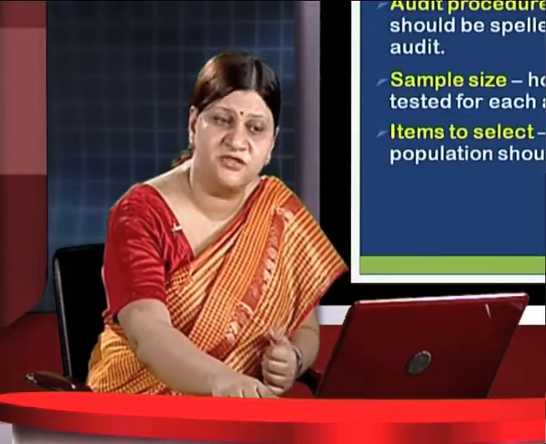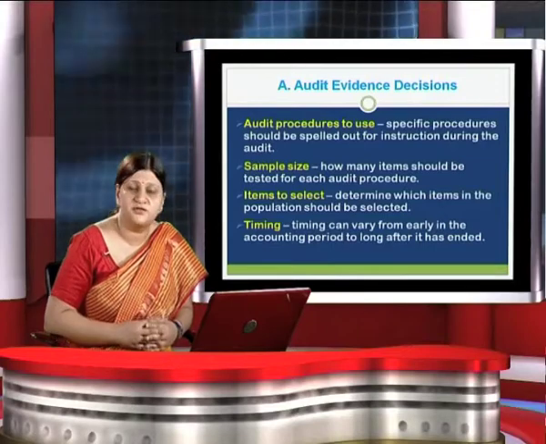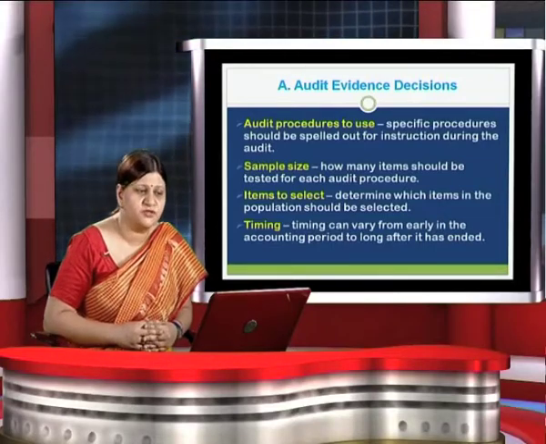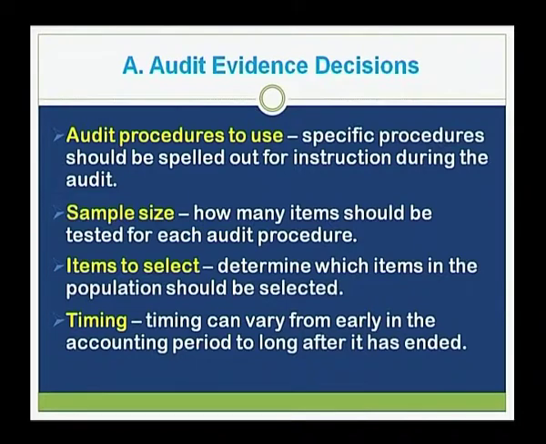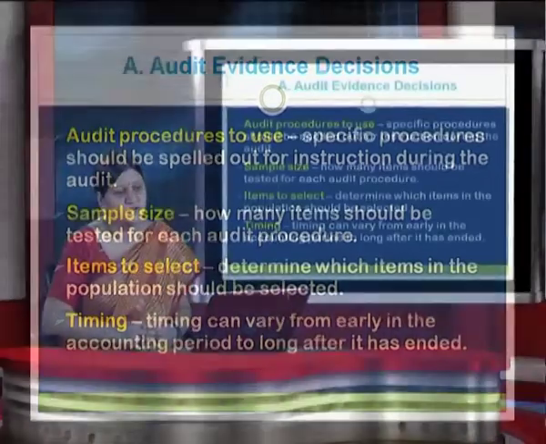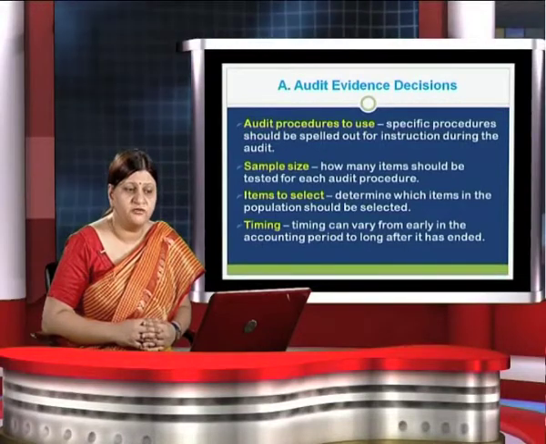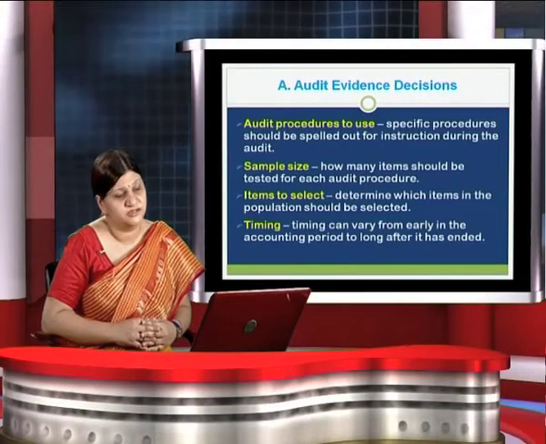Audit evidence decisions. First, audit procedures to use. Specific procedures should be spelled out for the instruction during the audit. Then sample size: how many items should be tested for each audit procedure. Items to select, that is, determine which items in the population should be selected, and timing. Timing can vary from early in the accounting period to long after it has ended. So these are the important or peculiar features of audit evidence decisions.